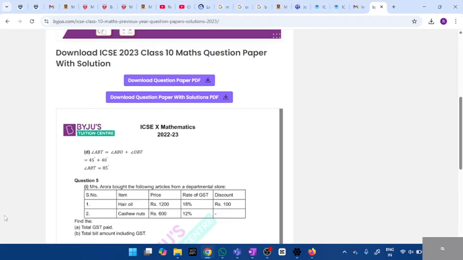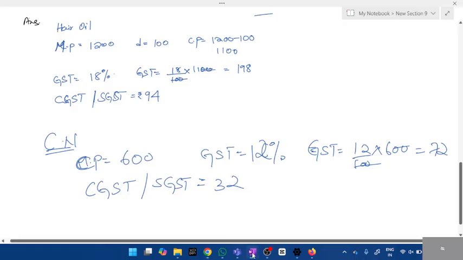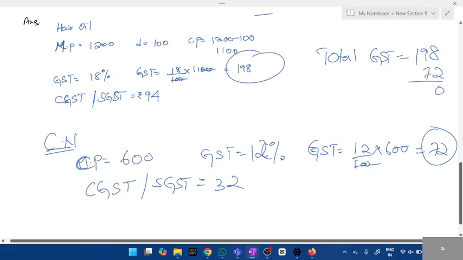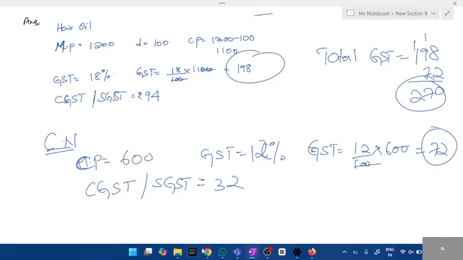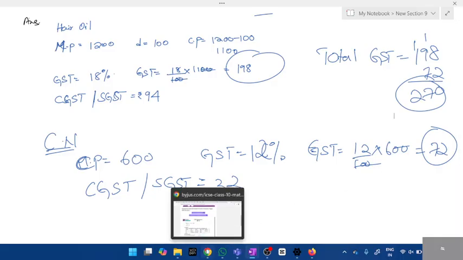They've asked us to find the total GST paid. Can you tell me the total GST now? What is the total GST? 198 plus 72, yes, 270. Did you get 270? Total GST? Yes, sir. Okay, next. This is how you write. Don't draw any table. Keep it simple.